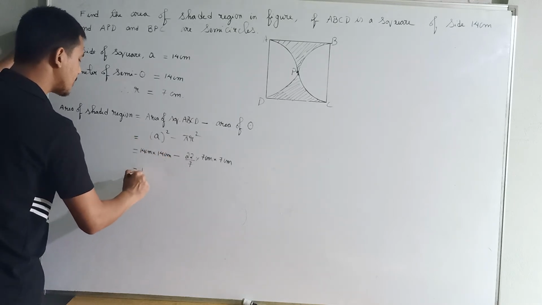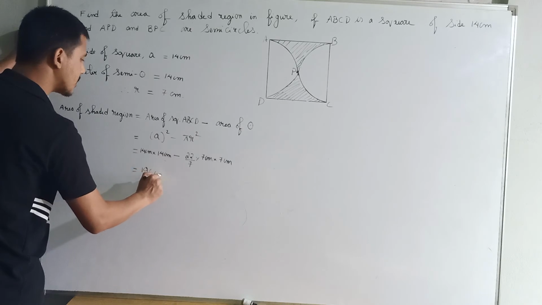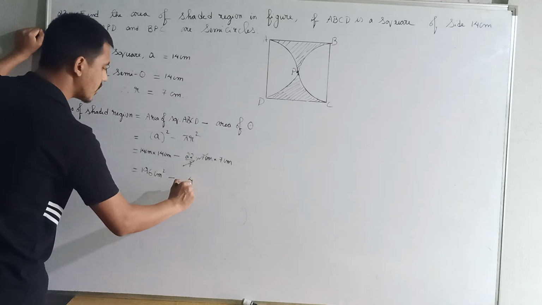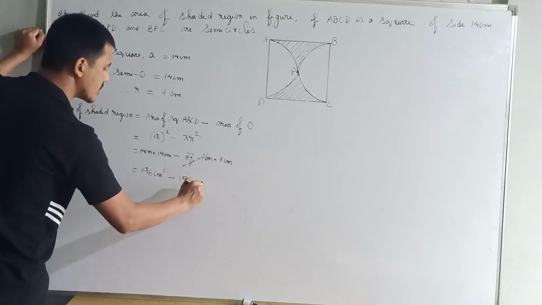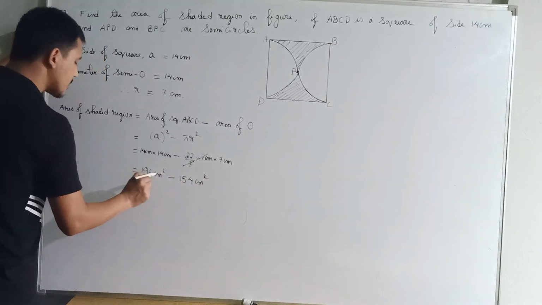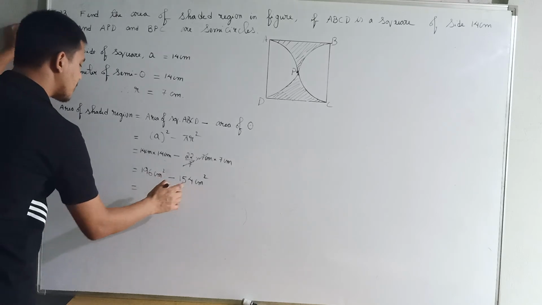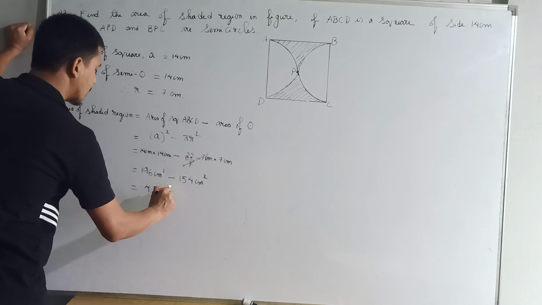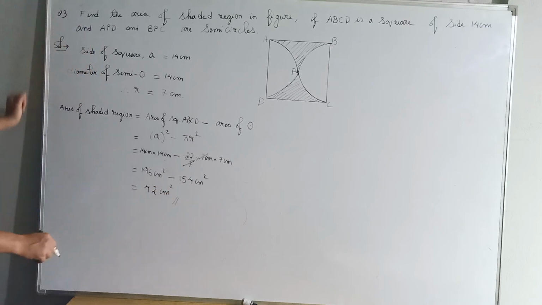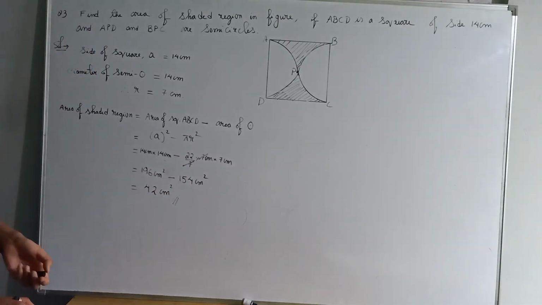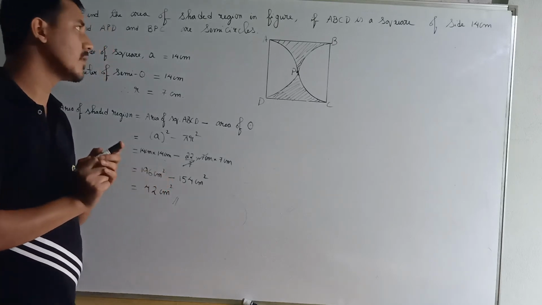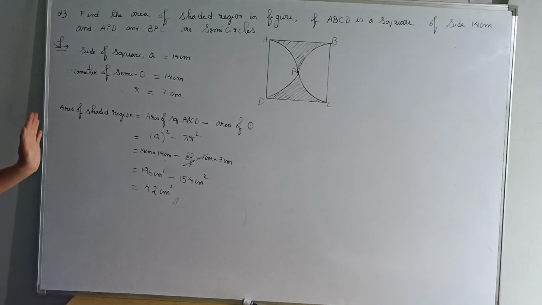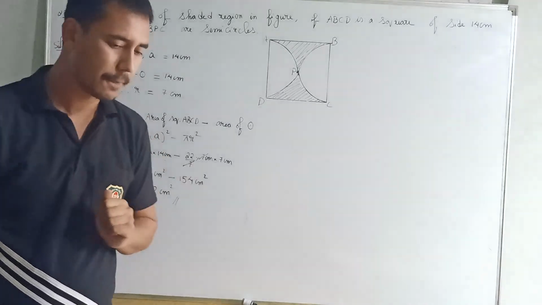Now 14 times 14 is 196 centimeters square. Here we can cancel 7, 2 times is 14, centimeters square. So if we subtract them, 6 minus 4 is 2, 9 minus 5 is 4, square centimeter. So the area of the shaded region has been obtained to be 42 centimeters square, which gives the complete solution for this question number 3.